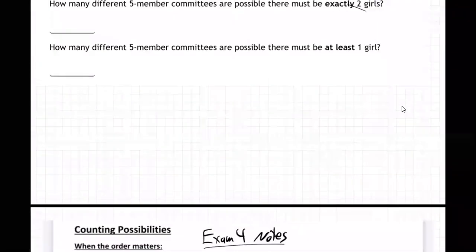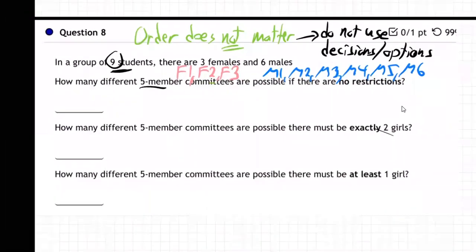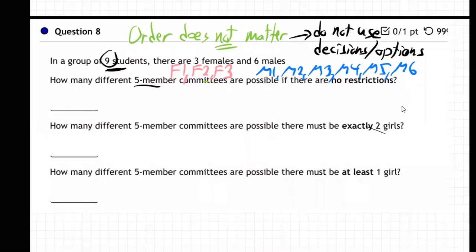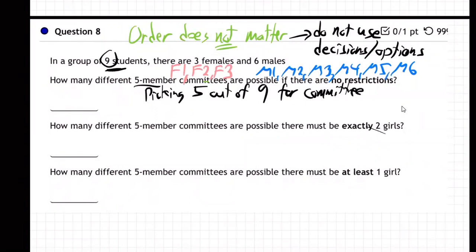So that's the difference. Order doesn't matter. So when order doesn't matter, we're picking 5 out of 9 for the committee. At least my numbers are, right? I'm supposed to pick a 5-member committee out of 9 total students. So how do you do that?